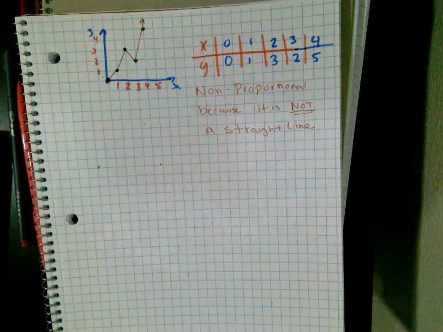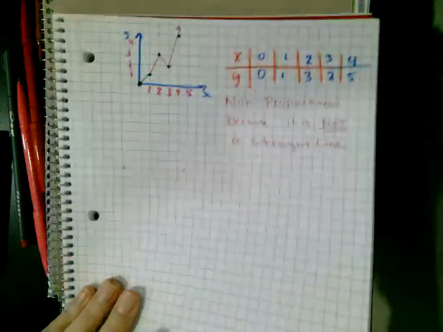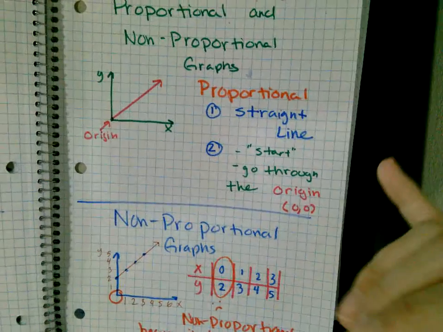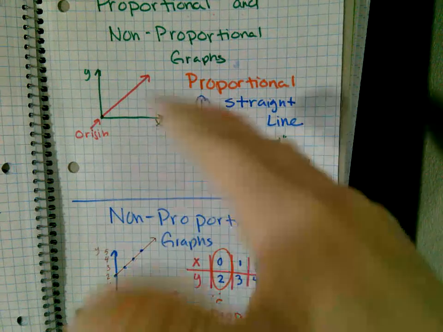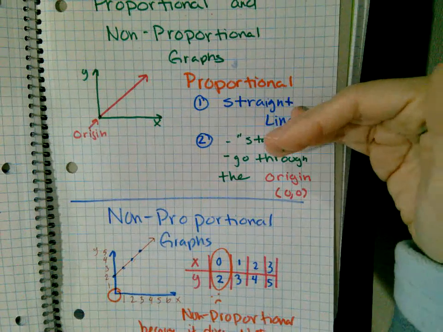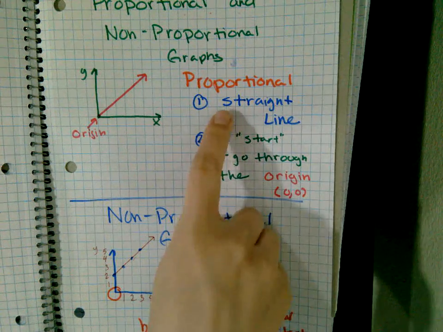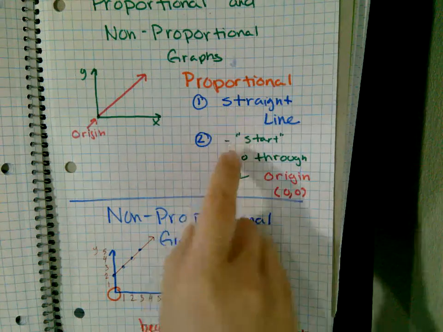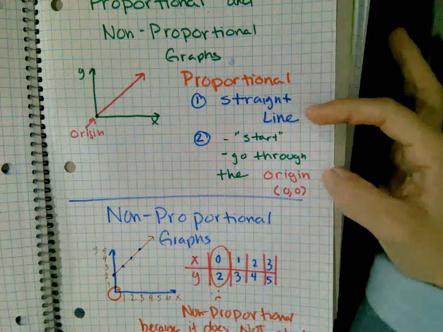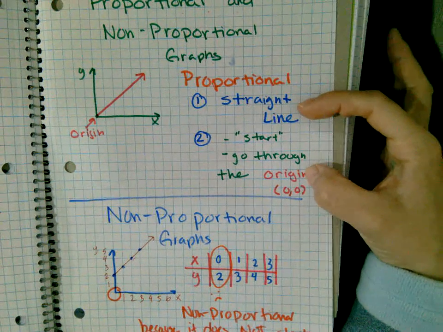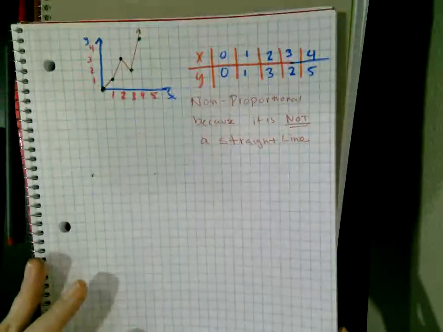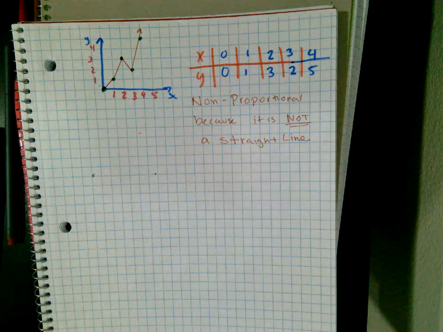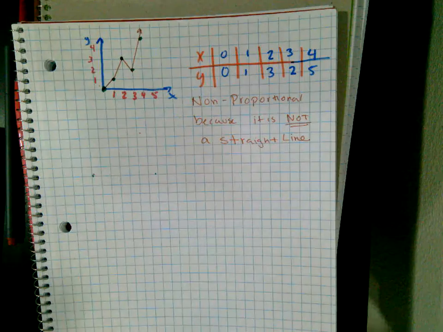Some of my students ask, what if it has one and not the other? Nope, it has to have both. If it has a straight line and goes through the origin, looks like this, you're good. It's a proportional relationship. As soon as one of these is false, the whole thing is not proportional. You have to have these 2 statements be true. If these 2 statements are true, you have a proportional relationship. As soon as one thing is not true, the whole thing is just ruined.